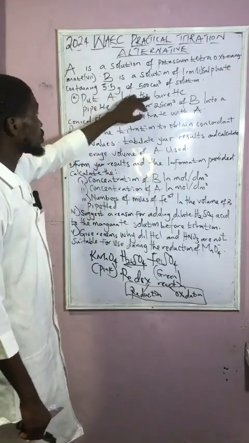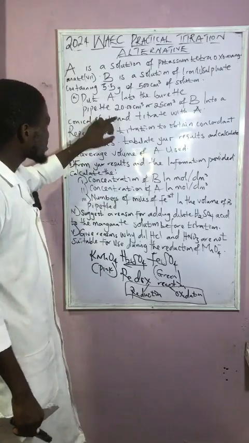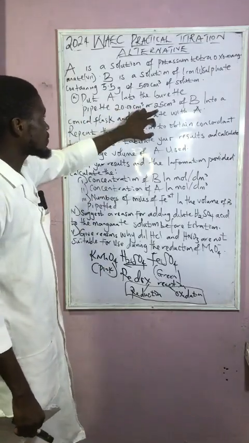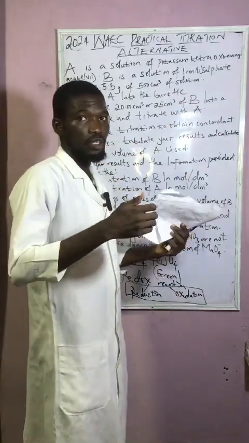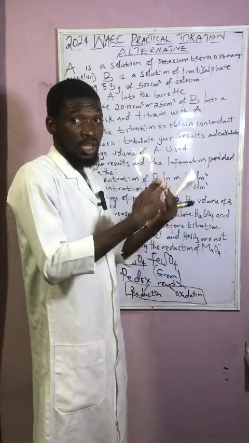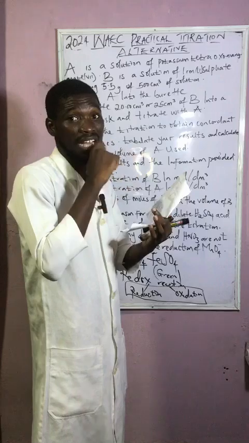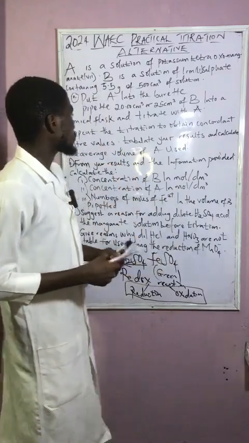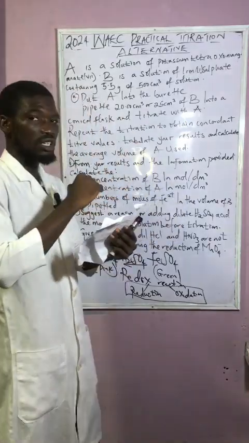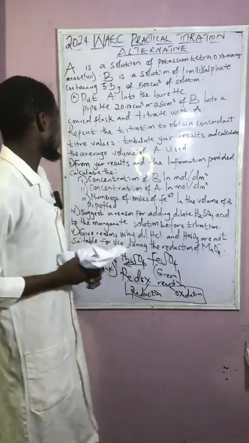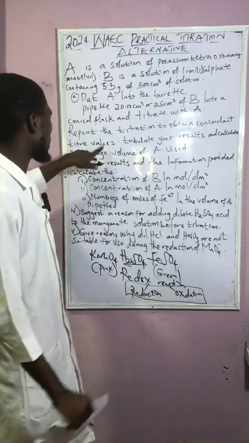So for those teachers out there, this is the procedure. Put A into the burette, as I've said earlier. That's the permanganate. Pipette 20 cm cube or 25 cm cube of B into a conical flask. In some schools, we have the measuring cylinder. Some schools make use of that in place of a pipette, so they improvise. And we have our normal pipettes that they can easily use, reading to the meniscus, the 25 cm cube or 20 cm cube.